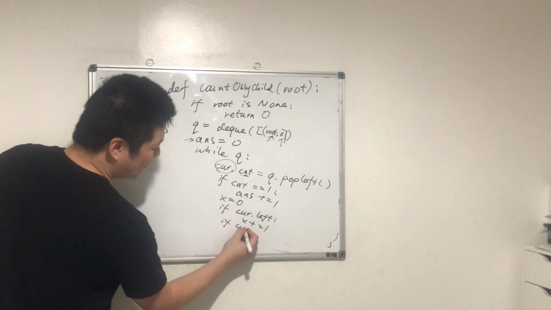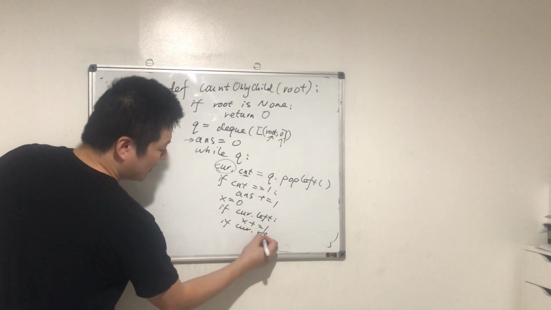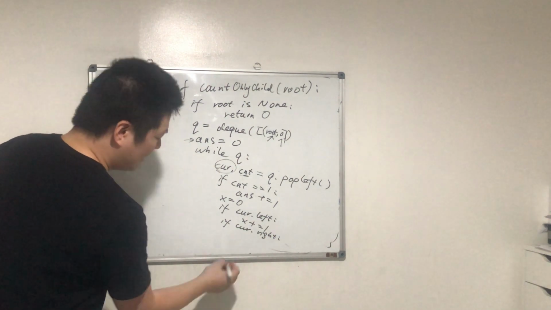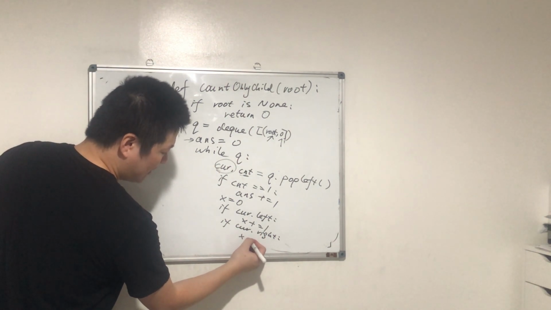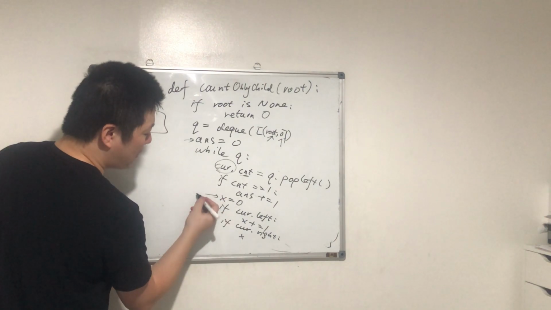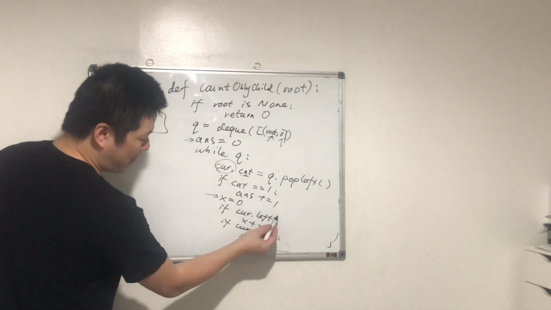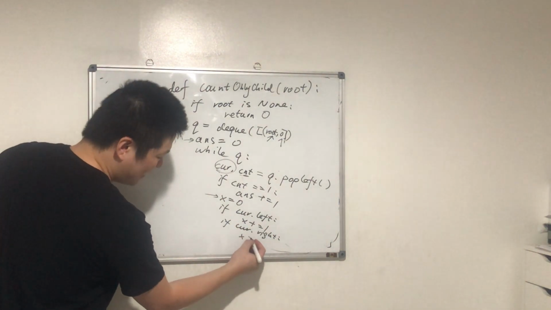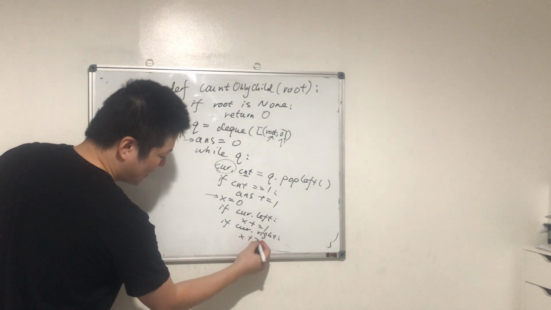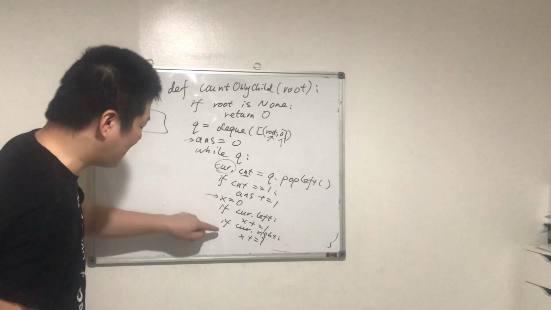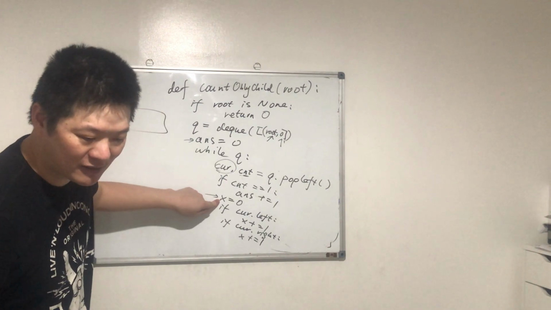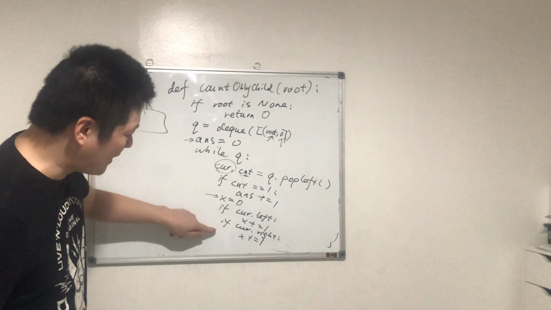And if current.right, what should we do? X. This means the number of children for the current node. The left node I found it, add. Equal 1. So now I know how many kids this node has, right? And now what should we do?